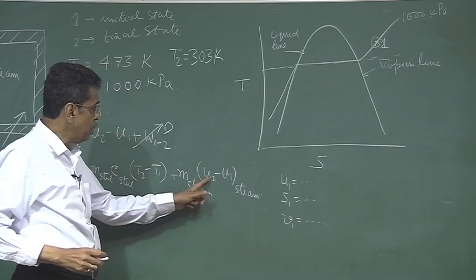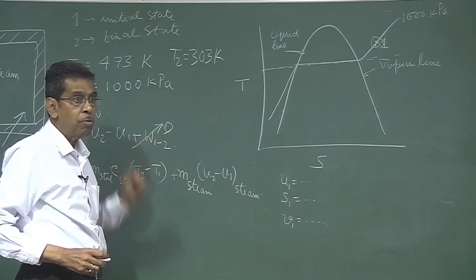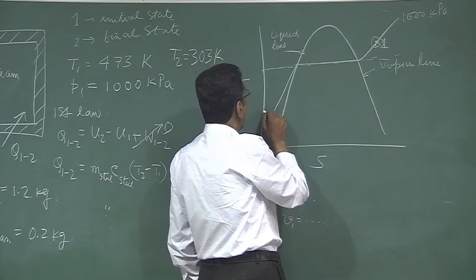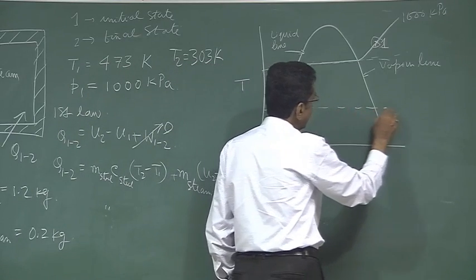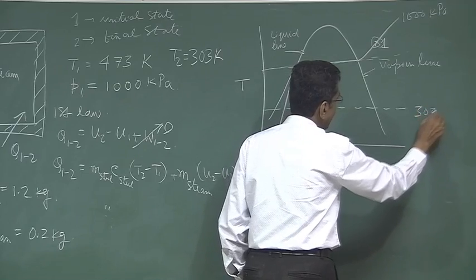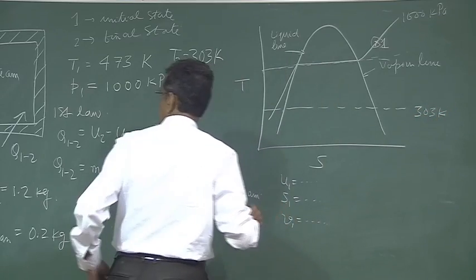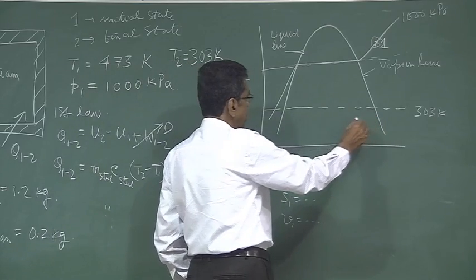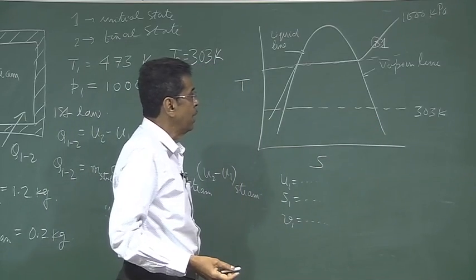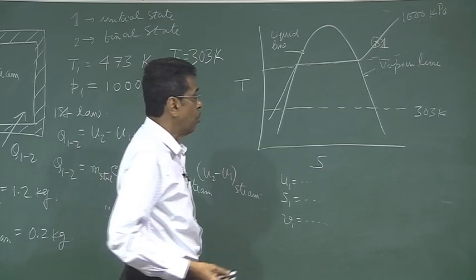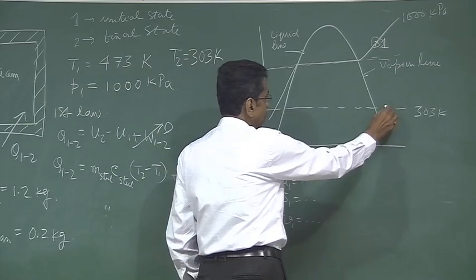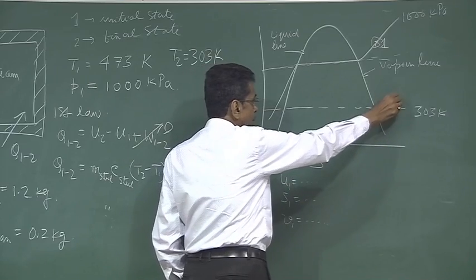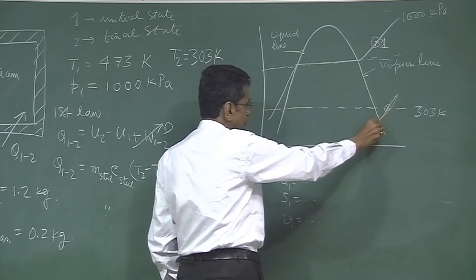Now I have to find out u2. Now how to find out u2? This is very interesting. The only thing I know is that the final state is at 303 K. I don't know anything else. Whether this will be in a superheated region at this temperature, then its pressure will be lower than the existing pressure.